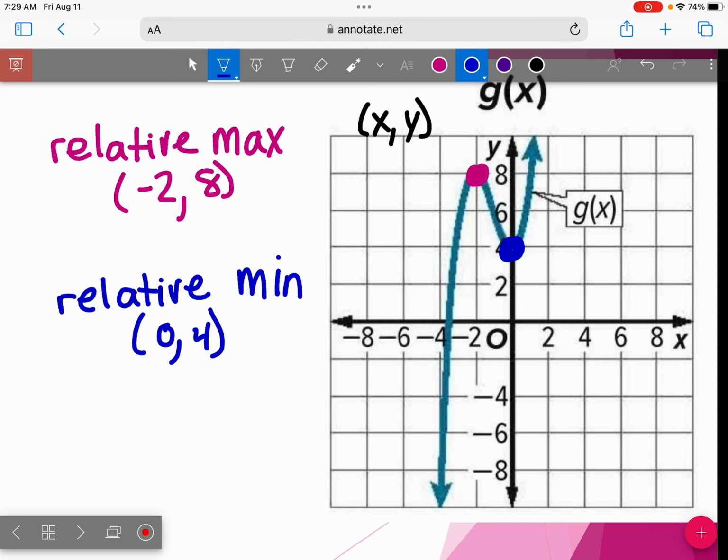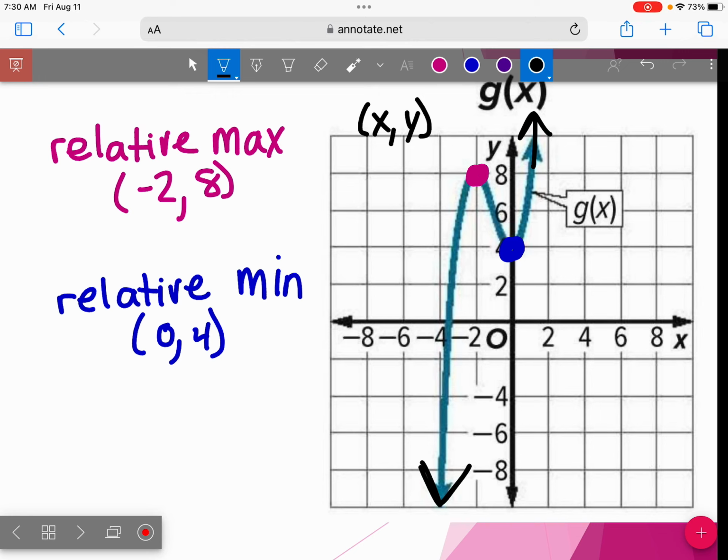Does this one have a true minimum? No, because this goes down forever. Same reason it doesn't have a true maximum, this one's going up forever. If there is an arrow pointing up, it will never have a true maximum. If there's an arrow pointing down, it will never have a true minimum. If it's got both, it's only got relatives, if that. It doesn't necessarily have to have any of these. It could have all of them, it could have none of them, and it can have anything in between.